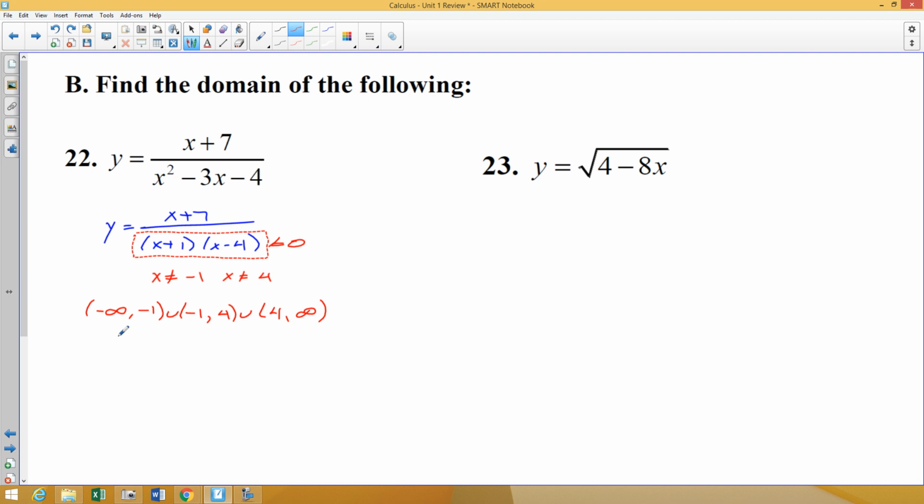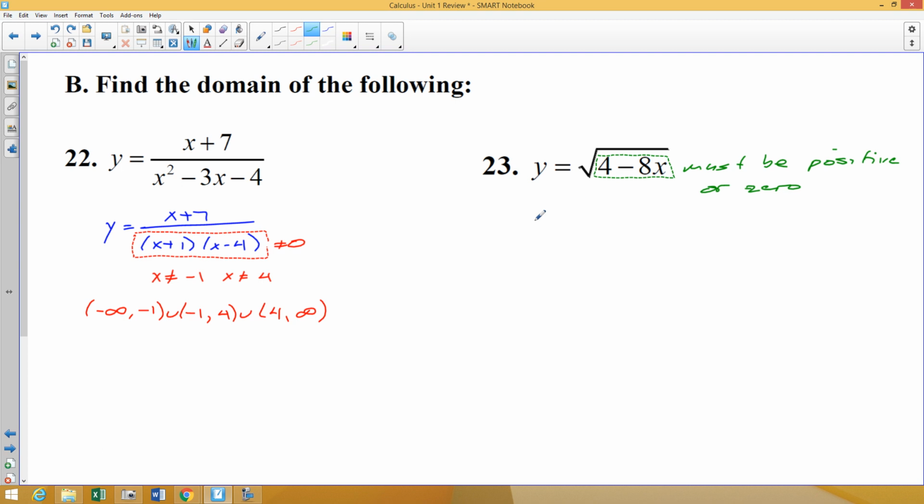So there's number 22. 23. Again, you're trying to think about what can screw this up. Like in a fraction, a 0 in the denominator screws it up. With a radical, or a square root, or any even root really, what you don't want to do is have a negative on the inside. It is okay to take the square root of 0, so the inside must be positive or 0.